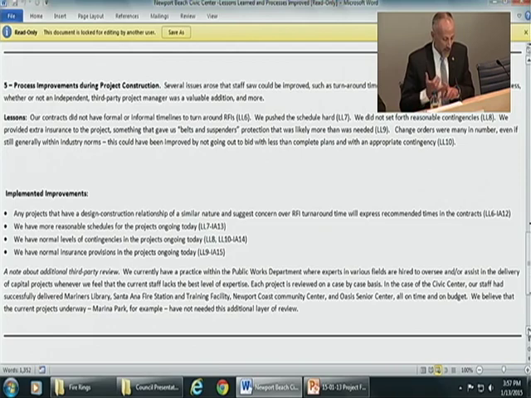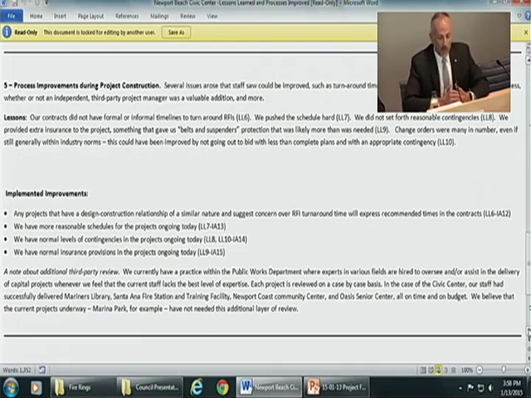Because of pushing the schedule hard and having no formal timeline for the RFI in the process, we think that cost us. We also didn't set forth industry standard contingencies with this project. We went to the council and said, the industry standard is to reserve about 6 to 8, even 10% in contingencies. And we said, we're going to try for 2.5% because, frankly, we didn't want to leave money on the table and say that all that money, contractors, is available to you for this project.